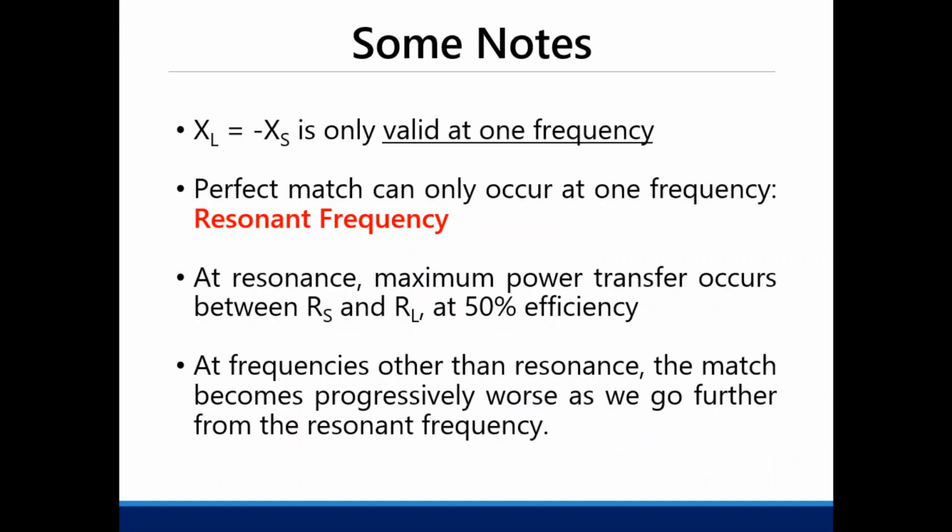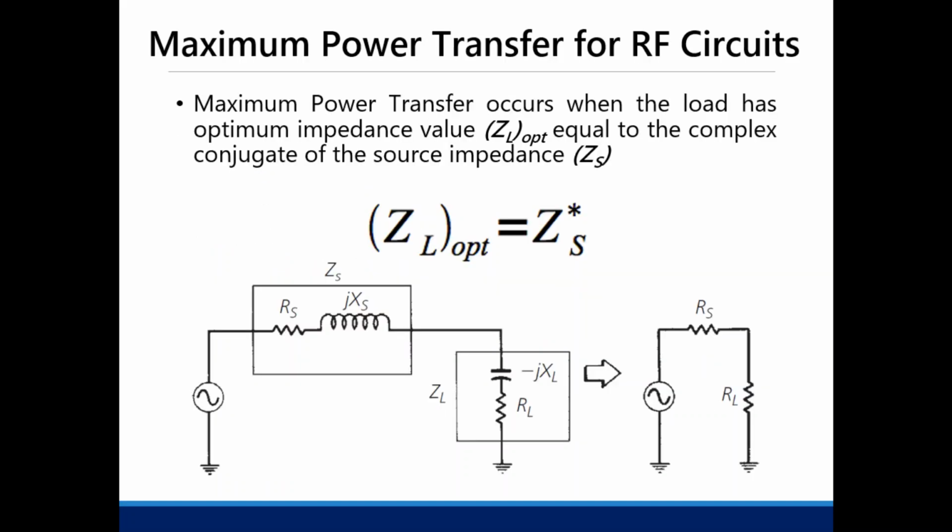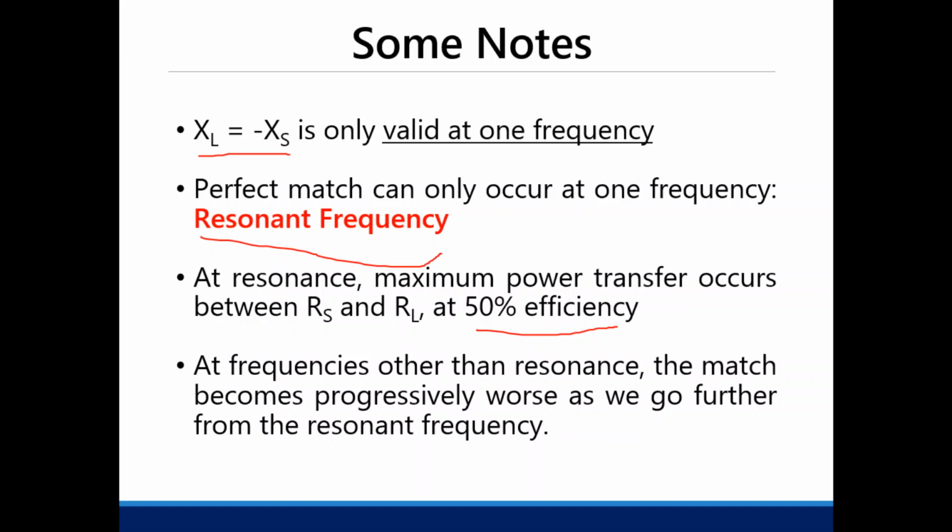Just some notes. The condition XL equals negative XS is only valid at one frequency, the resonant frequency. At resonance, maximum power transfer occurs with 50% efficiency. Since the resistances are balanced, your efficiency is at 50%. Half of the power goes to the load, half of the power is absorbed by the source resistance. At frequencies other than resonance, the match will become progressively worse as we go further away from the resonant frequency.